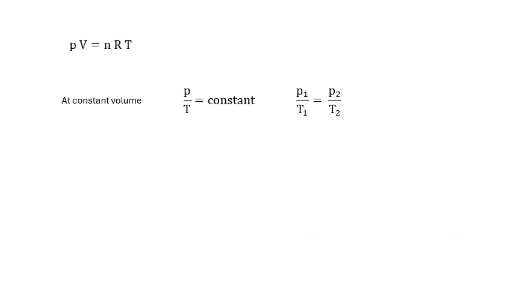So PV equals nRT. A useful form of this equation is that P over T equals a constant if the volume is constant. So if you rearrange the equation, if the volume is constant, then the number of moles and the gas constant don't change. So P over T is a constant. You can write that as P1 over T1 equals P2 over T2. If the volume wasn't constant, it would be P1 V1 over T1 equals P2 V2 over T2. But you don't do that. You just do constant volume.